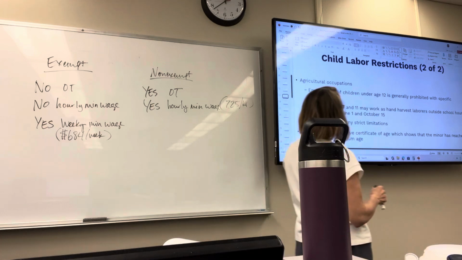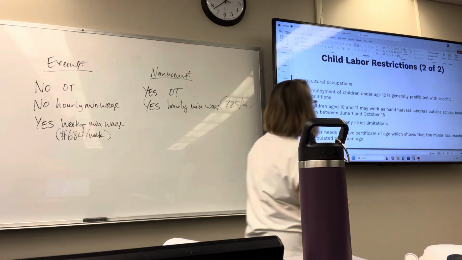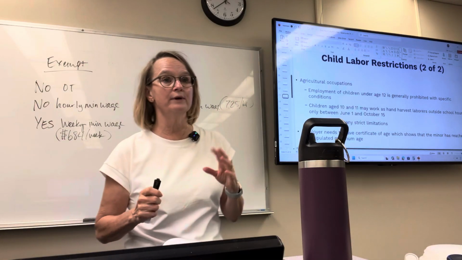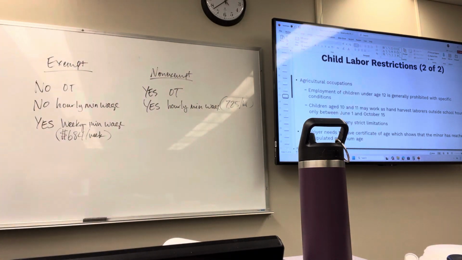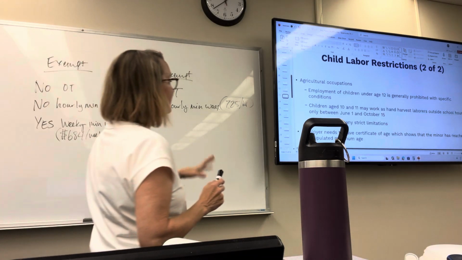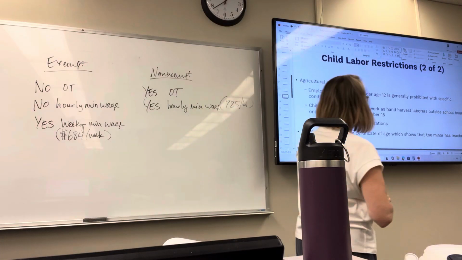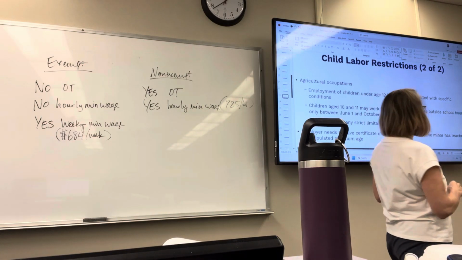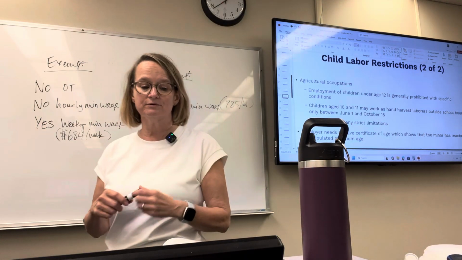And these are non-farm, non-agricultural occupations. For agricultural occupations, generally speaking, kids under the age of 12 are prohibited from working in those occupations. However, there are some exceptions to that. Kids that are 10 and 11-year-olds can work as hand harvest laborers outside of school hours between June 1st and October 15th.